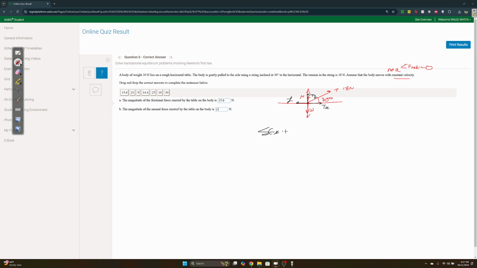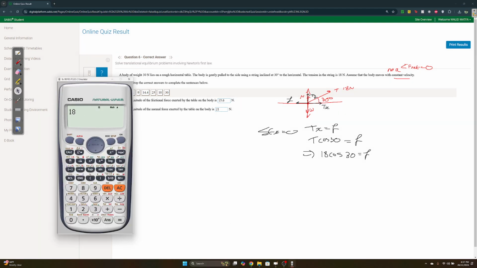Sigma Fx is 0, meaning Tx is equal to f. Tx is T cosine 30. Why cosine for x? Because the angle is actually with the x-axis. Equals f. Okay, that means T cosine 30, hold up. It's 18 cosine 30, which should be 15.6. Let me see. 18 cosine 30. Yeah, 15.6. Okay, so f is equal to 15.6.